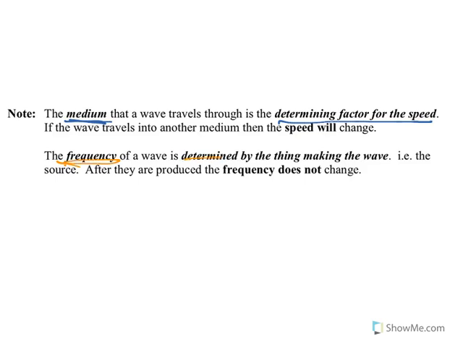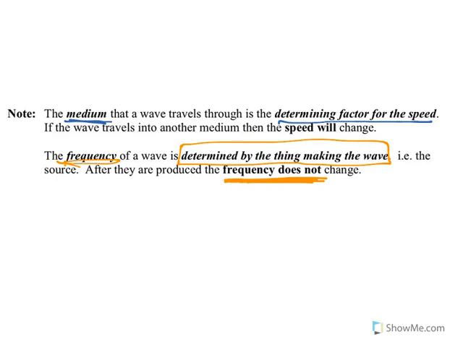And the frequency is determined by the thing making the wave. So in our example, it was Joanna who was waving the rope. She determined the frequency. And after they're produced, the frequency does not change. Remember, it's vibration, so the only way you can change that is to change the way you produce the wave in the first place.